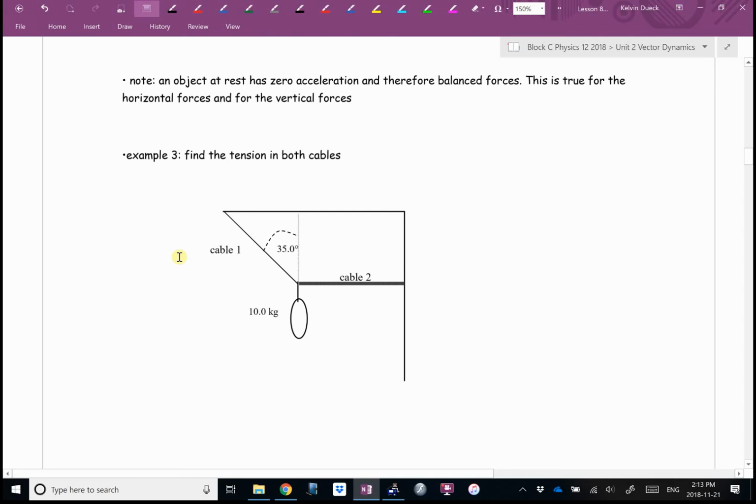An object at rest has 0 acceleration. So if you have no acceleration, that means the forces on you are balanced. That's what Newton's first law says. That also means the forces add up to 0. If you were to add them, what do they add up to? Remember that. It says find the tension in both cables.